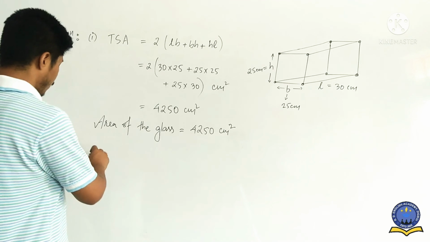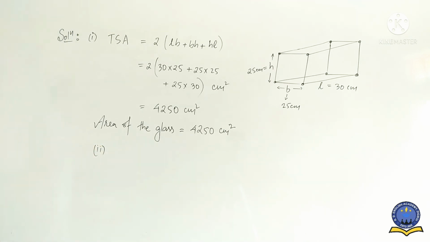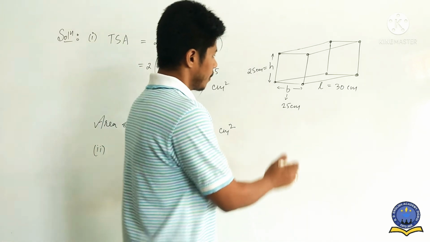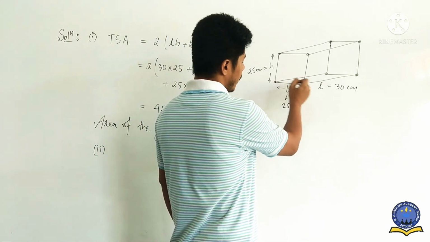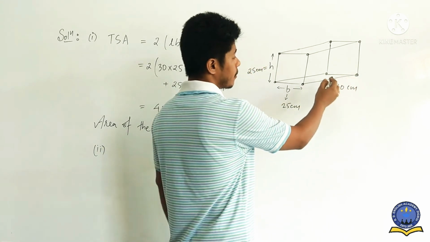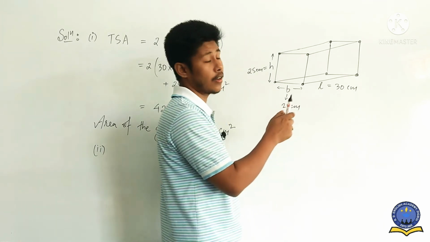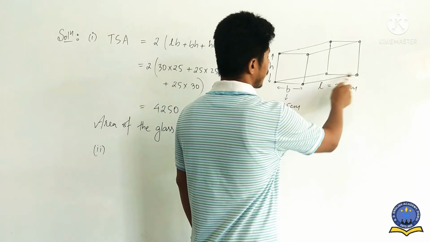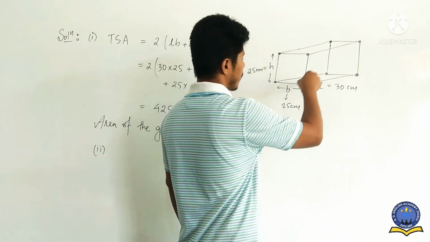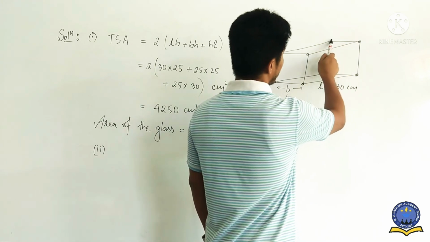So here another question is given, question number 2: how much of the tape is needed for all the 12 edges. So 12 edges means, you see here, from this end to this end, one edge, then from here to here, another edge, third edge and fourth edge. So in this way, total how many edges are here? You see 1, 2, 3, 4, then 5, 6, 7, 8, then 9, 10, 11, 12.